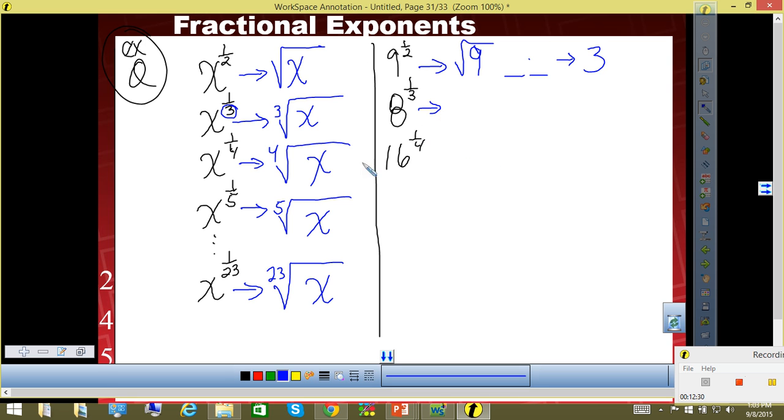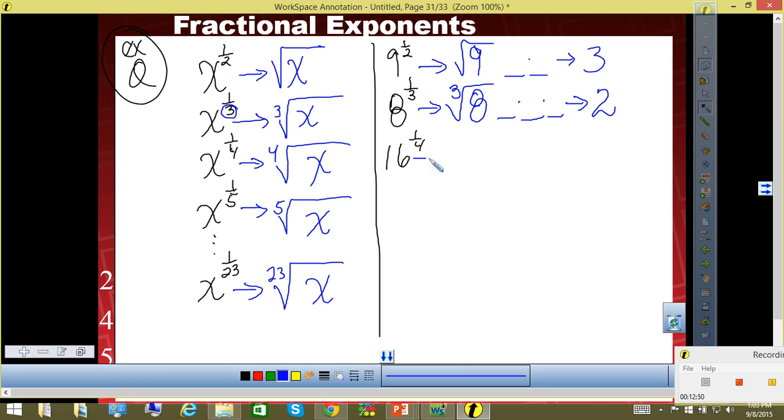This becomes, according to this pattern, what? Cube root of 8, which means what number times itself 3 times gives me 8? 2. Because 2 times 2 times 2 is 8. Does everybody understand what we're doing?